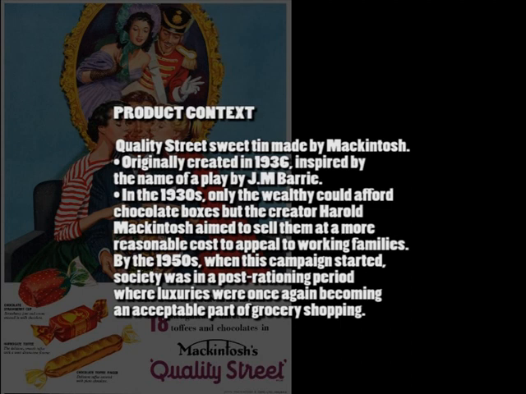Production context. Quality Street sweet tin made by Macintosh. Originally created in 1936, inspired by the name of a play by J.M. Barrie of Peter Pan fame. In the 1930s, only the wealthy could afford chocolate boxes, but the creator Harold Mackintosh aimed to sell them at a more reasonable cost to appeal to working families. By the 1950s, when this campaign started, society was in a post-rationing period where luxuries were once again becoming an acceptable part of grocery shopping.